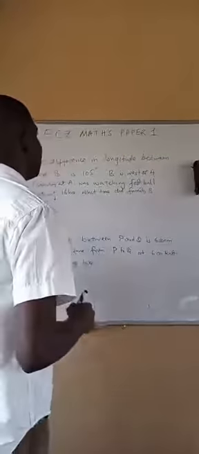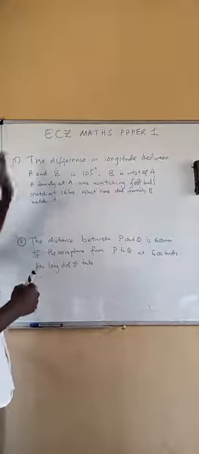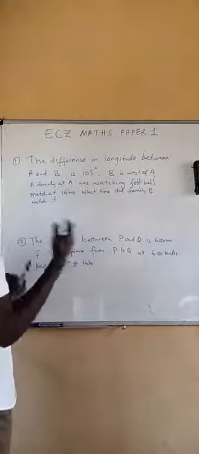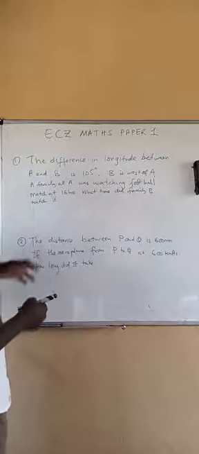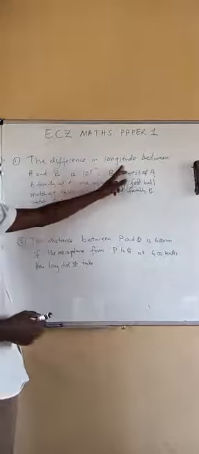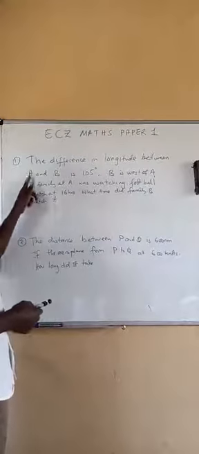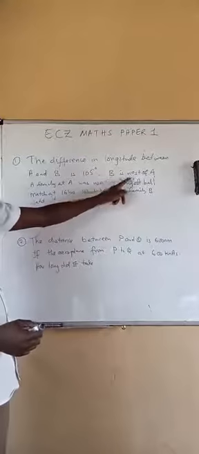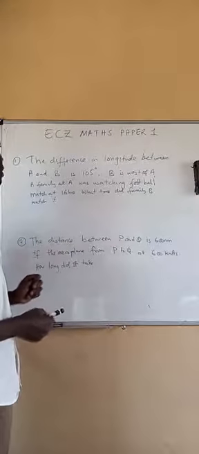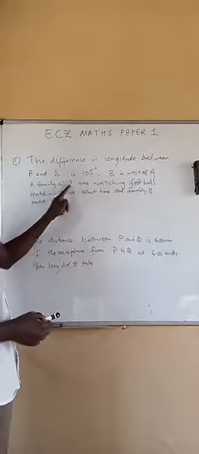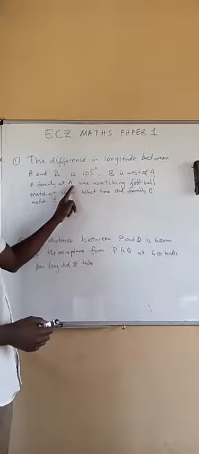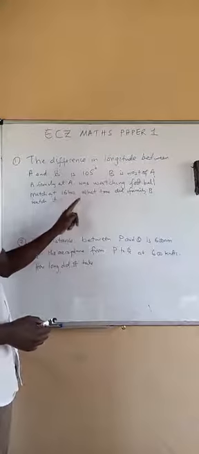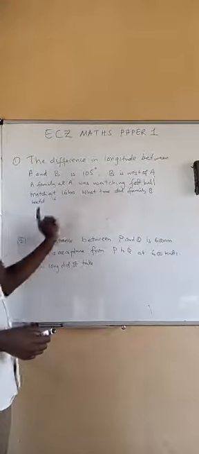So, this is the 2019, this is paper 1 mathematics. So, I'll be teaching you how you answer this, okay? Paper 1 mathematics. The difference in longitude between A and B is 105. B is west of A. A family at A was watching a football match at 16 hours. What time did family B watch it?